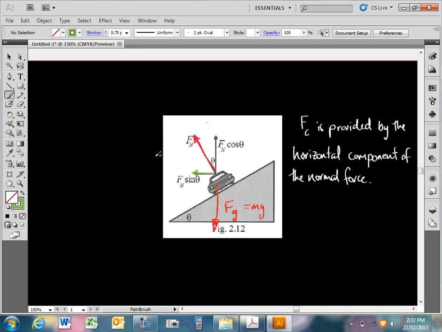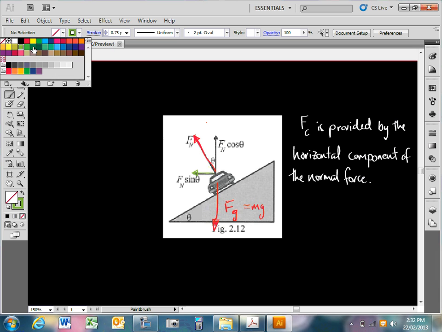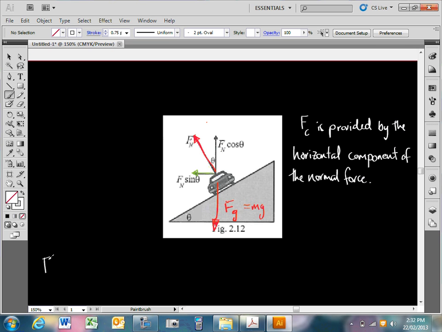That's right. I've got to show you something. There's one last thing for uniform circular motion. From this diagram here, you can see that Fn cos theta, the vertical component of the normal force, is equal to mg.